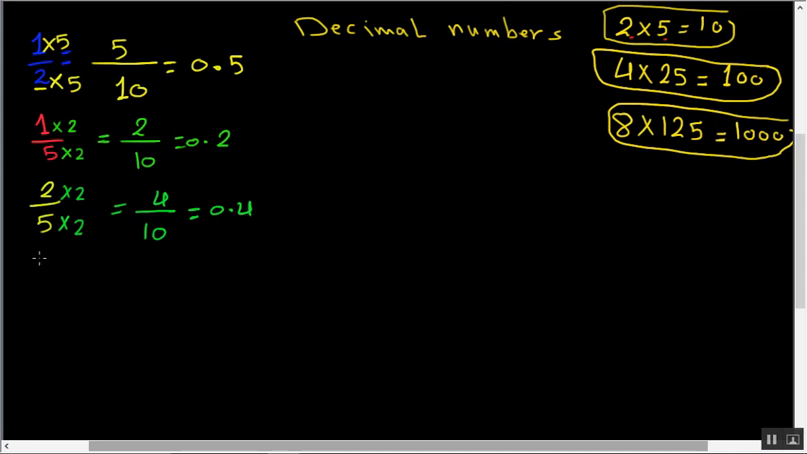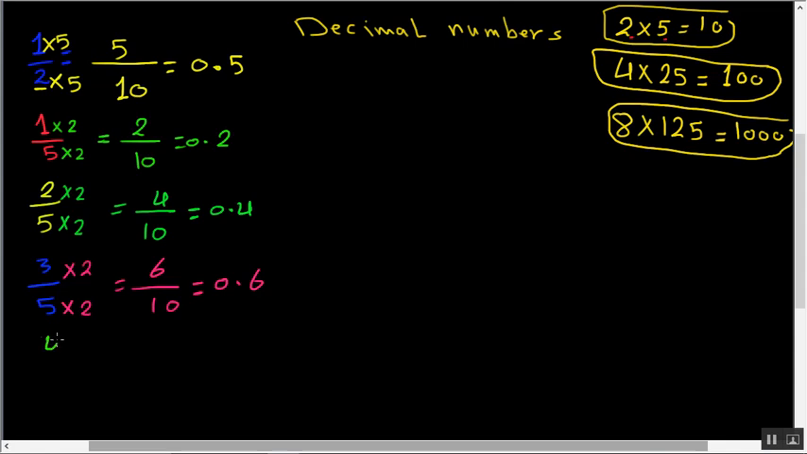After that we can say 3 over 5. For 3 over 5, we look at the denominator, which equals 5. So we say 5 times 2, and here also 3 times 2. 3 times 2 equals 6, and 5 times 2 equals 10. So the result equals 0.6. 3 over 5 finally equals 0.6.